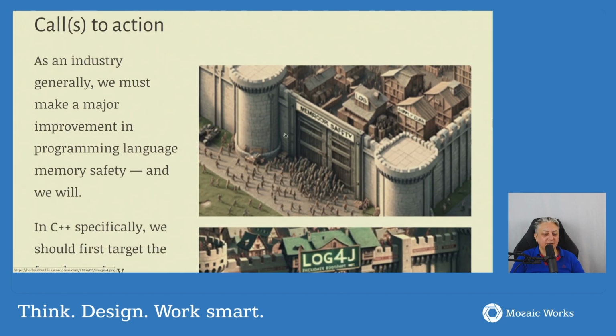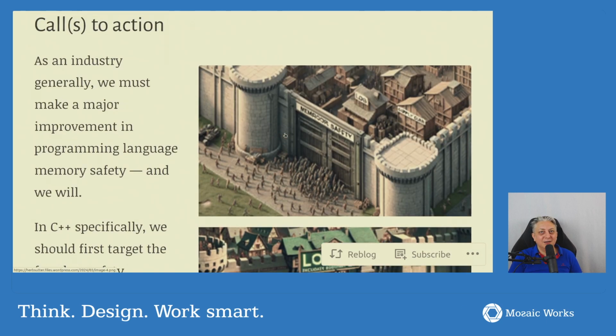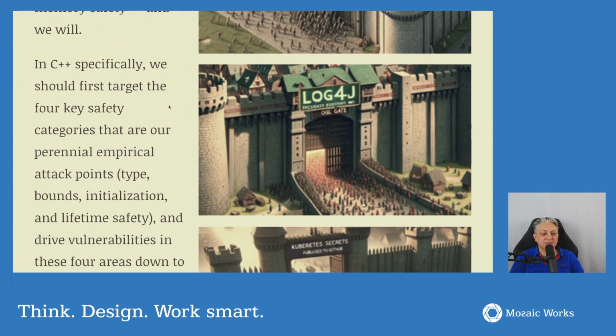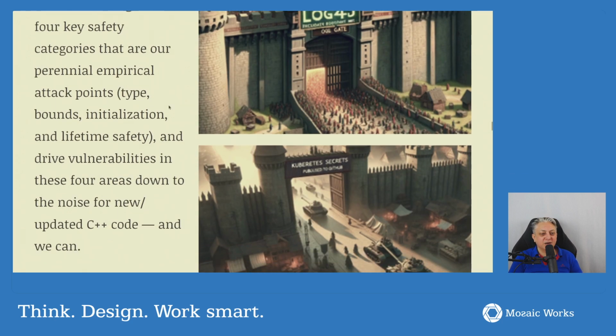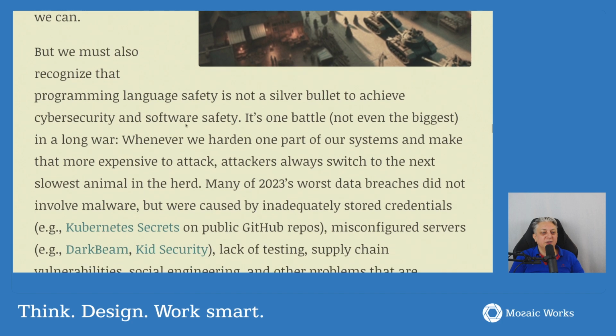Yeah. And it ends with a call to action, which is really cool. I like it. As an industry, generally, we must make a major improvement in programming language memory safety, and we will. In C++ specifically, we should first target the 4 key safety categories that are our perennial empirical attack points: type, bounds, initialization, and lifetime safety, and drive vulnerabilities in these 4 areas down to the noise for new updated C++ code. And we can.